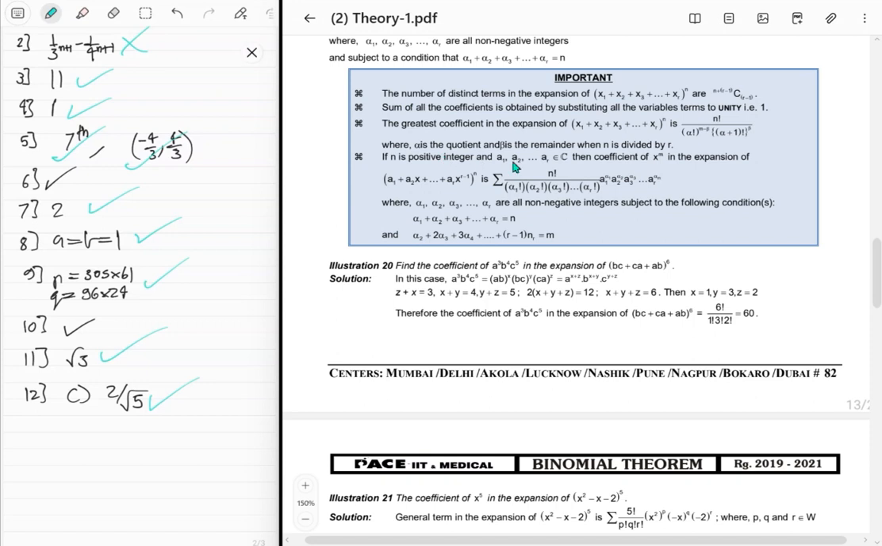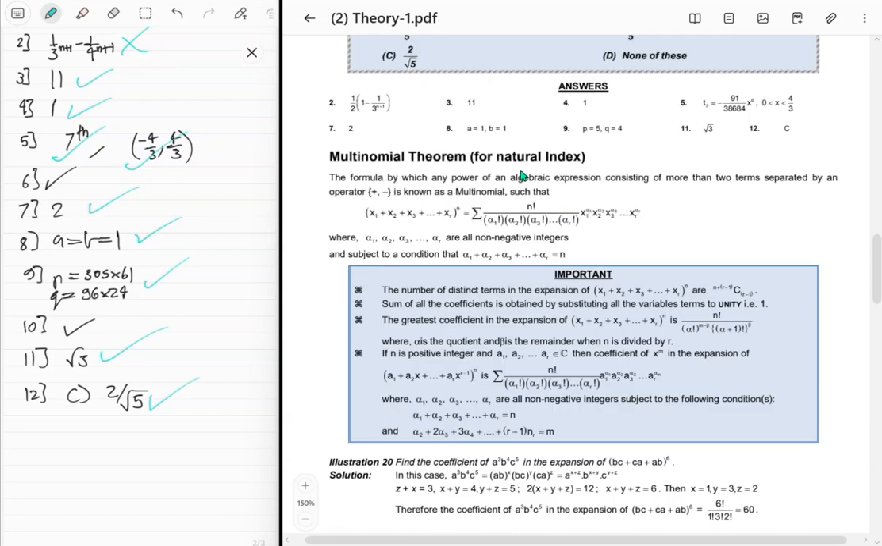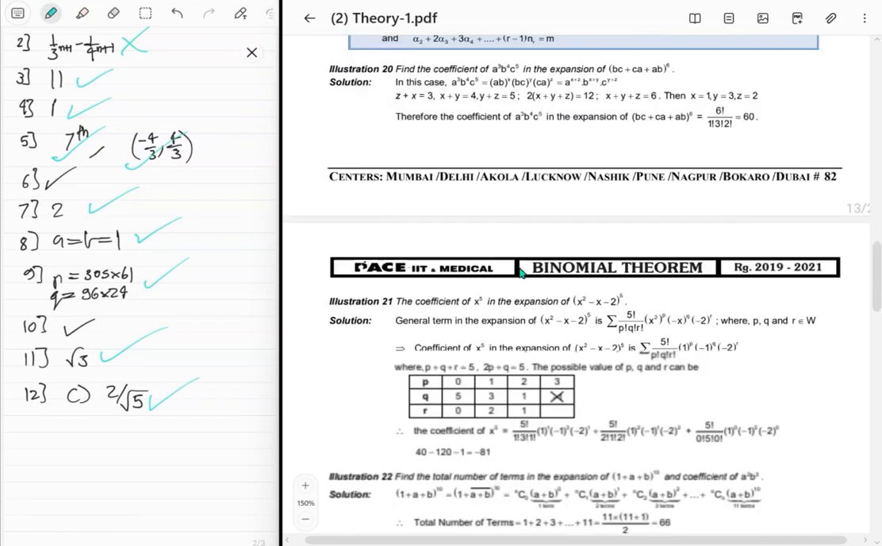Okay, and if n is a positive integer and these belong to complex numbers, the coefficient of x to the power of m in the expansion of this is... Isn't this the same thing though? Why tell this now? And what are these alphas? Okay, these are non-negative integers subject to the following conditions: their sum must be n, and this must be equal to m. So these I don't know. I have never seen this before. This is the multinomial theorem for natural index, whatever.